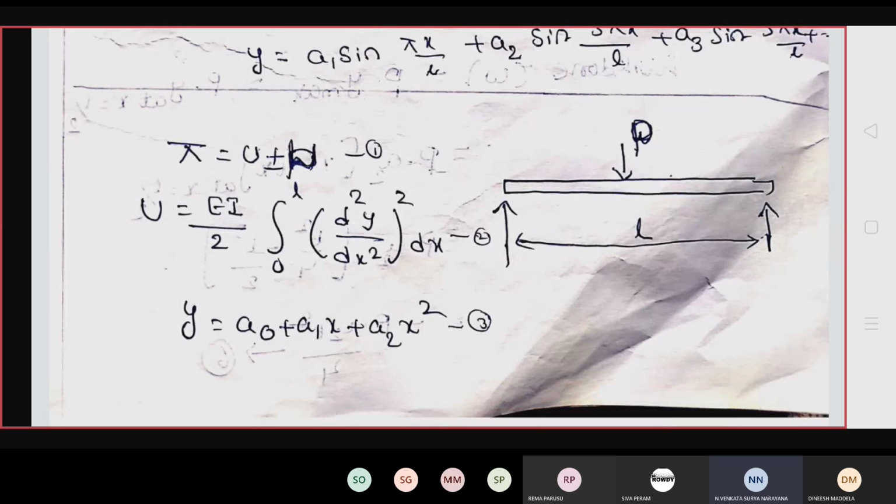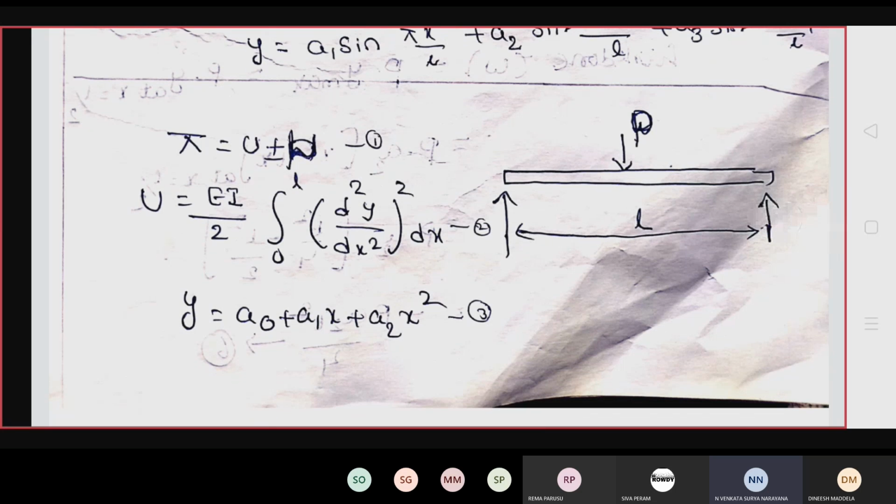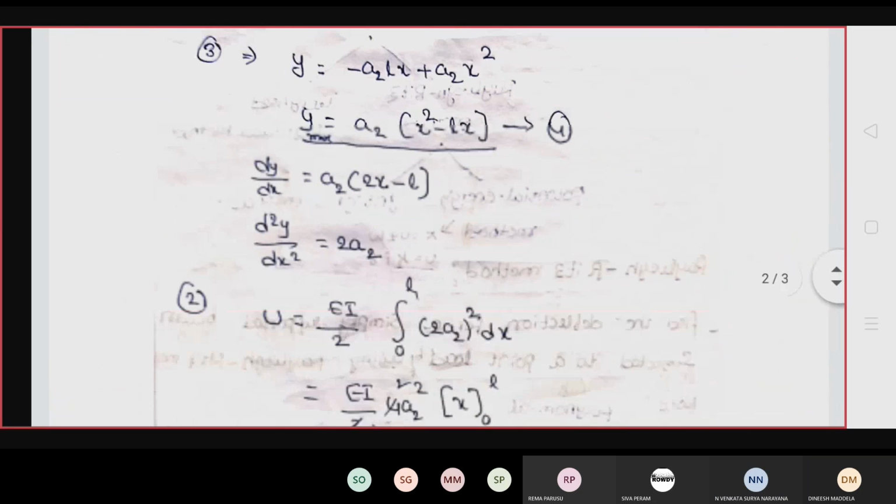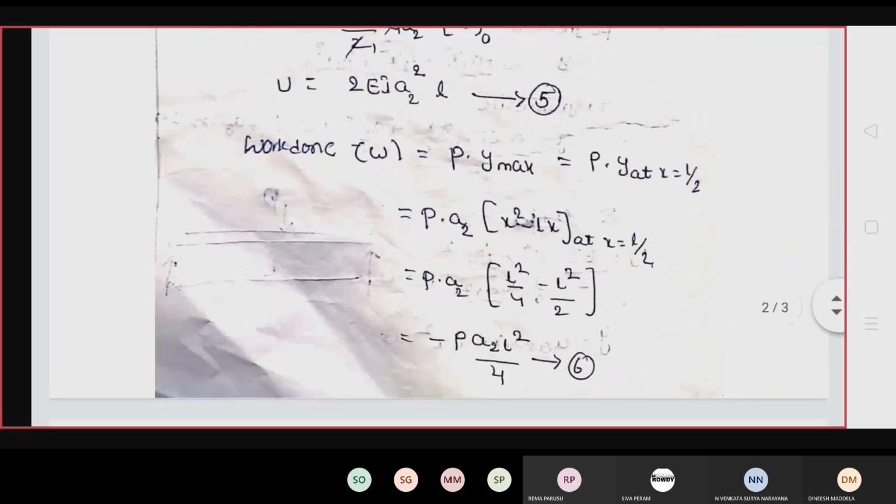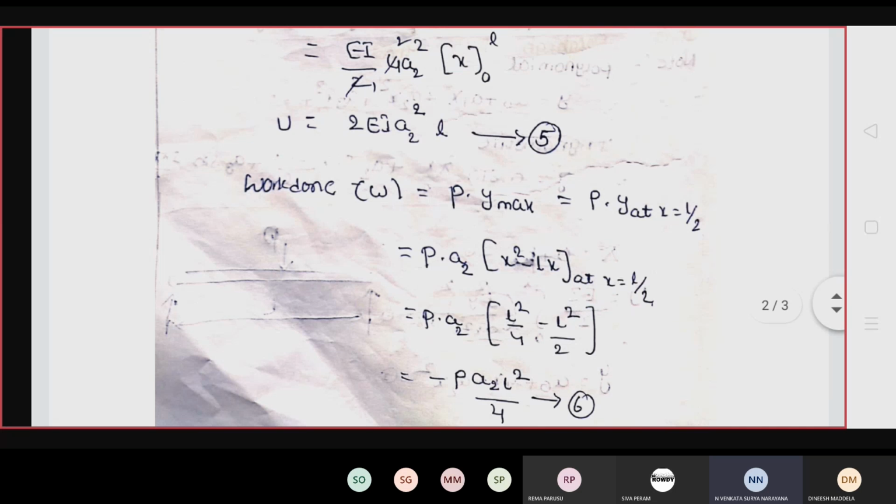Here I am applying the load at the middle, that means exactly at the center. The total length will be L. I am applying the load at center, then y max will be at L by 2. Why am I taking L by 2? Because the point load acts at the center, the middle of the beam. So P, the point load, acts at center, and y max will be y at x equal to L by 2. L by 2 is nothing but where the point load acts at center, the total length being L, half of L, L by 2 is y max. Then P into y max will be the work done.